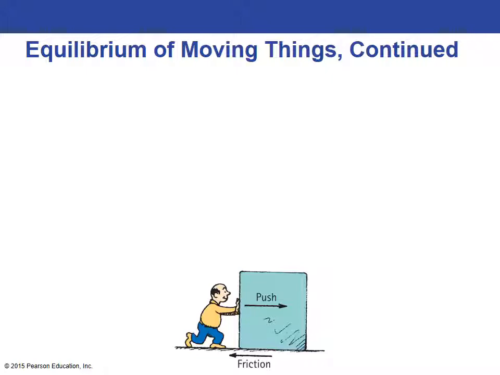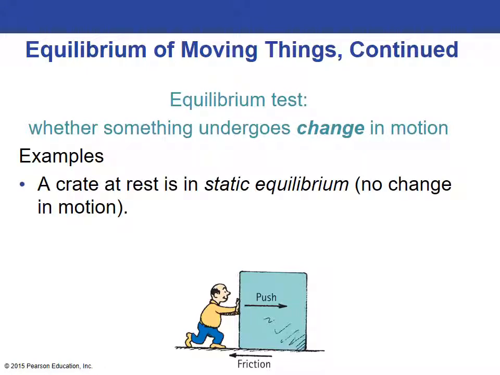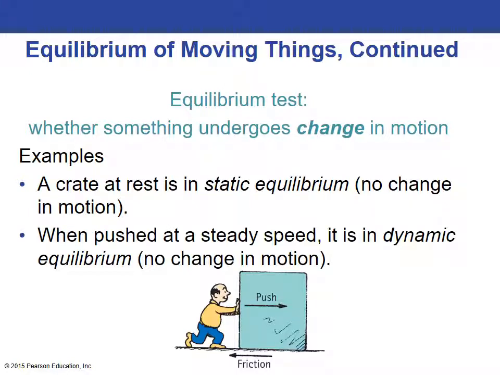All right, here's another example. If something is changing its motion, if this crate is not moving, it's at static equilibrium. When we are pushing it at a steady speed and no change in direction, it is a dynamic equilibrium. Here's the first time that we have seen friction come into play.